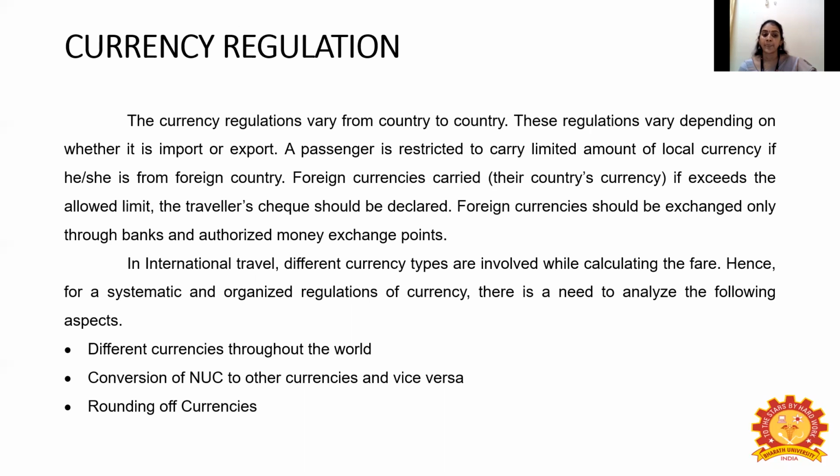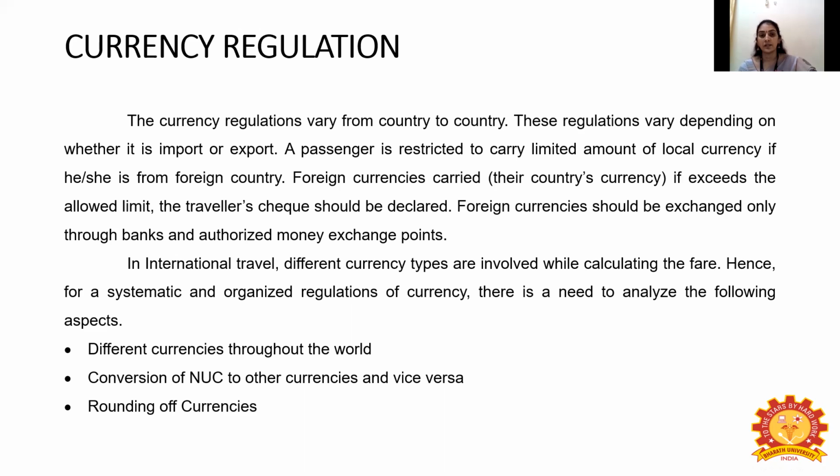And in international travel, the currency types involved vary completely. It will be varying when calculating the fare. So what they do is a systematic and organized analysis. First, we have to analyze three basic concepts.